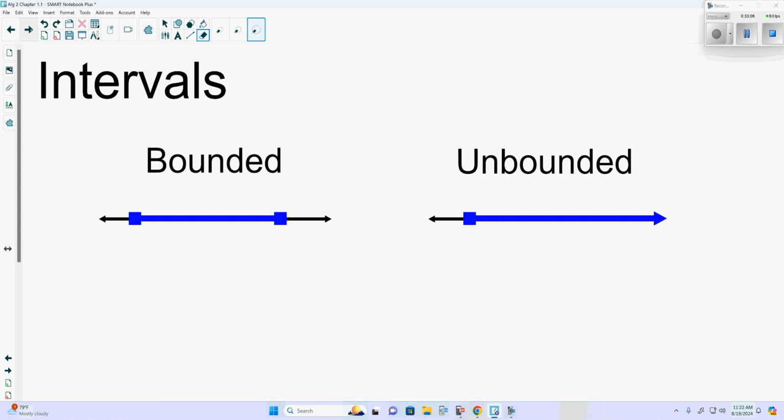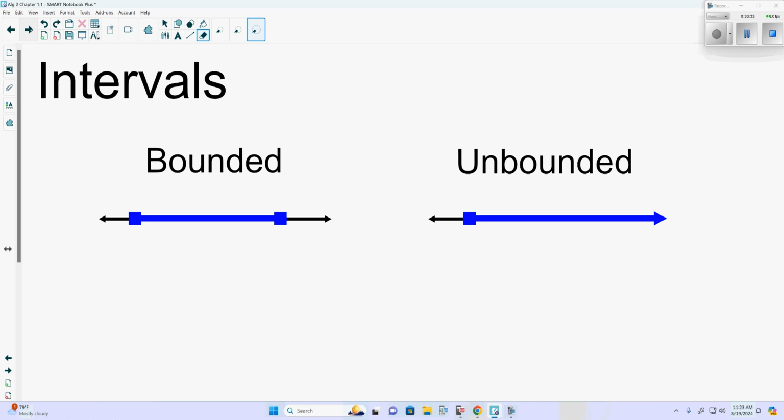Now, the other thing with sets is we have intervals. And there's two main types of intervals. There's bounded and there's unbounded. Bounded means we have two endpoints, so there's a limit. Unbounded means it's going to be going in one direction or the other, limitless. Some have a limit. They do have one point, but we do have it continuing indefinitely in one direction.